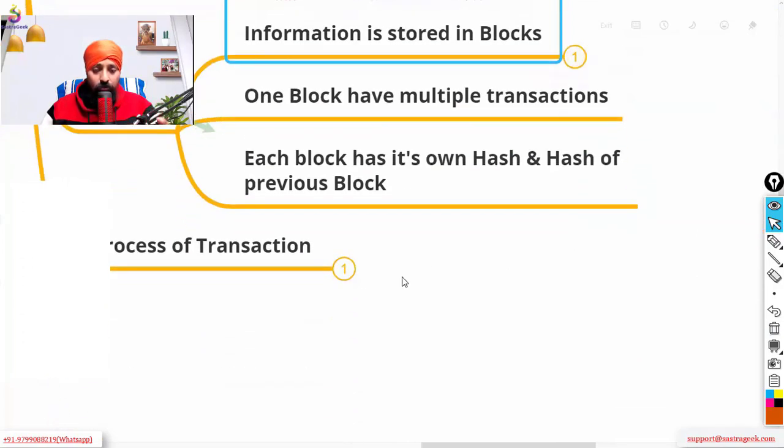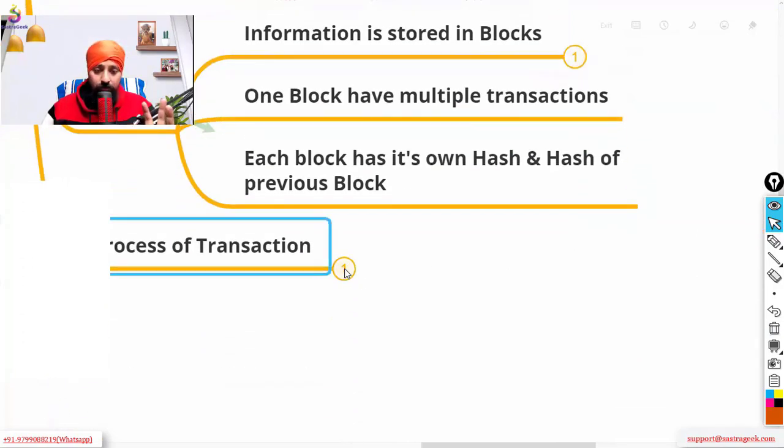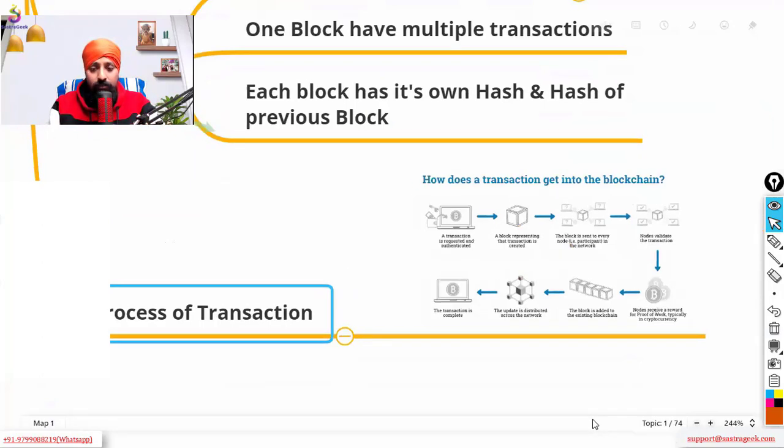Now, I will also show you here quickly. We have already discussed the process of transaction, but technically how the transaction has been processed.